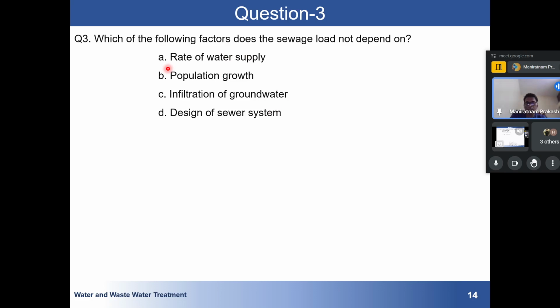Coming to the third question, that is an objective question. Which of the following factors does the sewage load not depend upon?